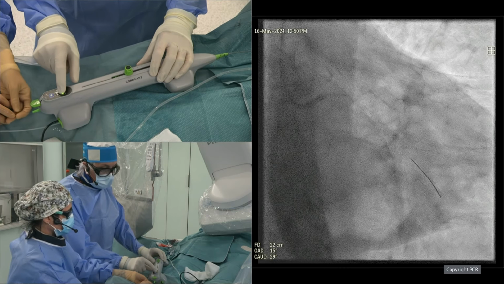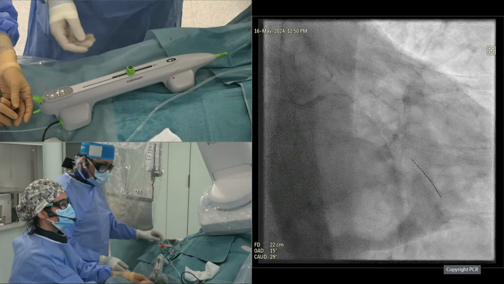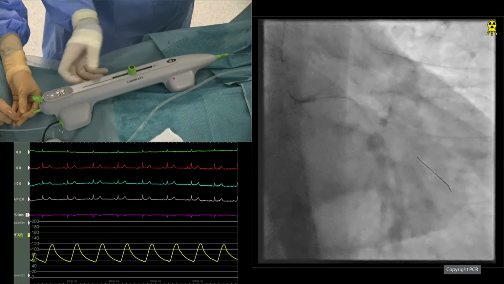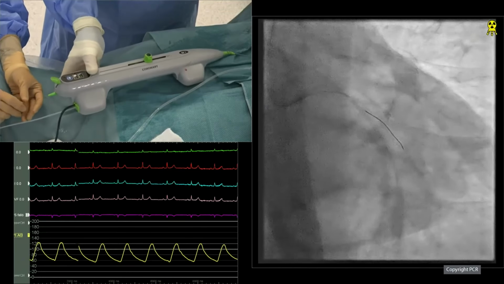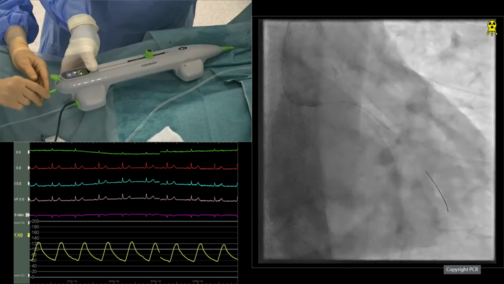Javier, in your experience, do you also happen to have this transient AV block with orbital atherectomy? We haven't had it, no. But beyond this case, does it occur at times? No, we didn't have AV block in any case with orbital atherectomy.